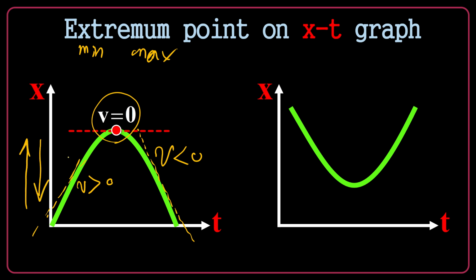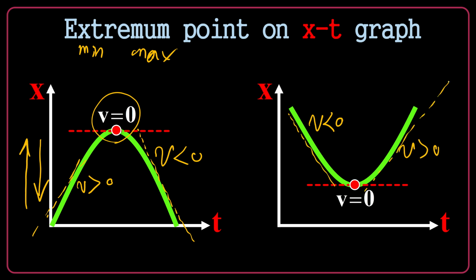Look at the other one. Here, the velocity is negative because the graph is descending and the slope is negative. At the minimum point, the slope is 0, and after that the velocity is positive because the graph is ascending. That's all. So at an extremum point, the object will stop and change the direction of motion.